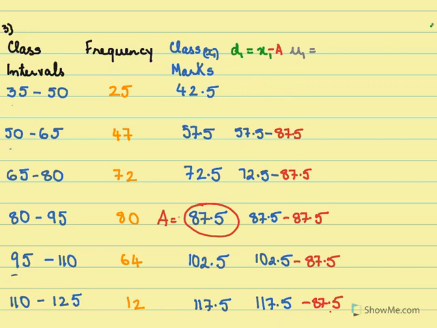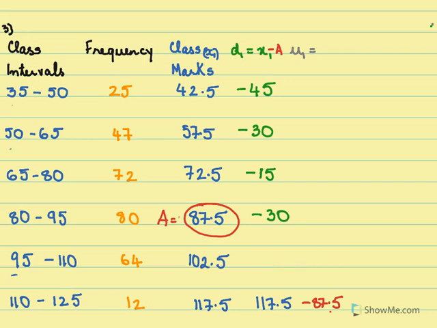On the first subtraction, when we do 42.5 minus 87.5, we get minus 45. Next subtraction, 57.5 minus 87.5 is minus 30. 72.5 minus 87.5 is minus 15. 87.5 minus 87.5 should be 0. 102.5 minus 87.5 is plus 15, and 117.5 minus 87.5 is plus 30.